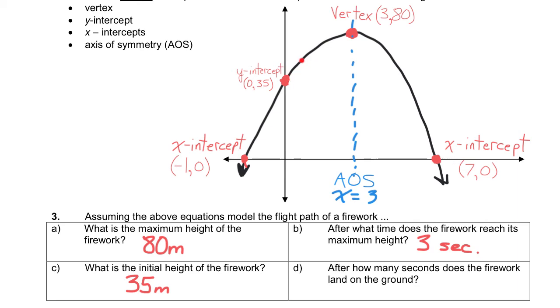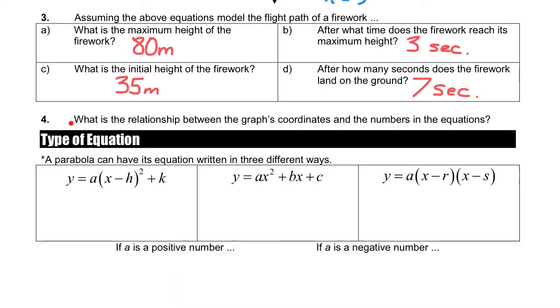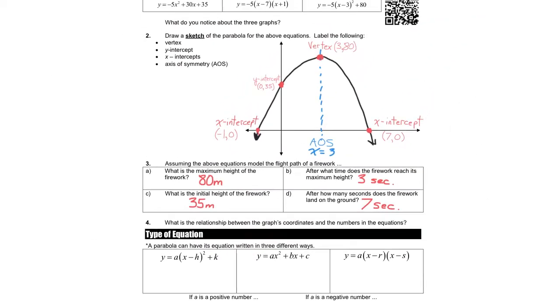It went up, took 3 seconds to reach 80 meters, and then on its way back down to the ground, it took 7 seconds. So after how many seconds does the firework land on the ground? 7 seconds. So that's just a little bit of practice reading the graphs of parabolas. And now back to the relationship between the graph's coordinates and the numbers in the equations. Well, I'm going to zoom out a bit so you can see it all.